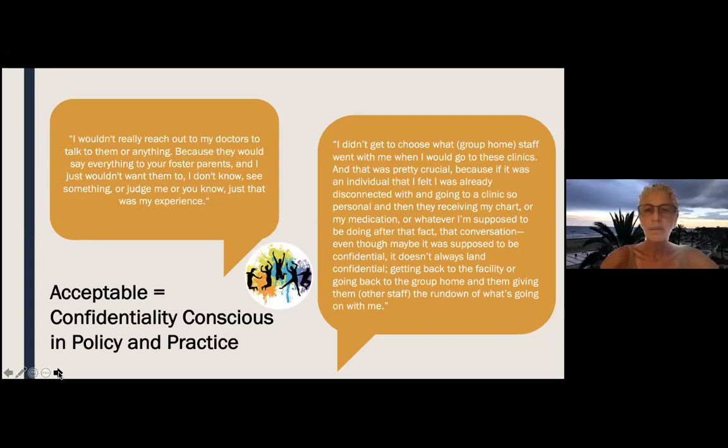So you can see that young people, and these are not just young people in foster care, young people in general, are very concerned about their confidentiality. Confidentiality in services is one of the key issues in providing services to all youth, and particularly for young people in foster care. So acceptable services for youth in foster care are services that are confidentiality conscious in both policy and practice. And I want to really emphasize that it's not just policy. It's how the policy is implemented.